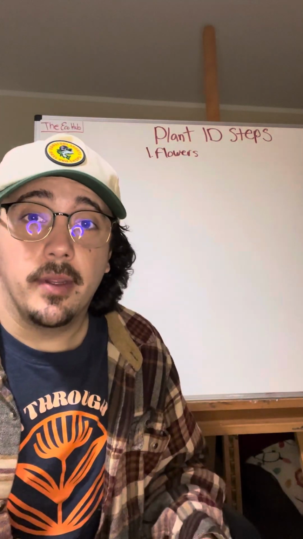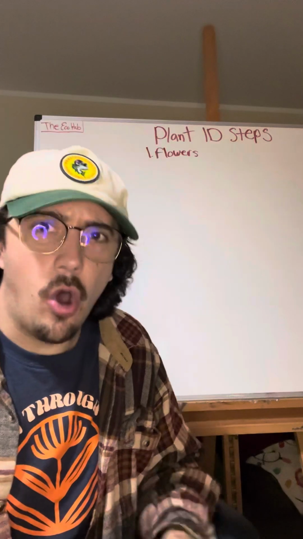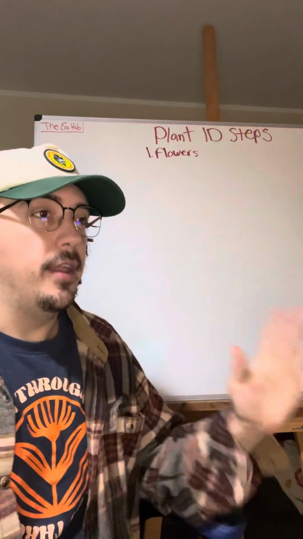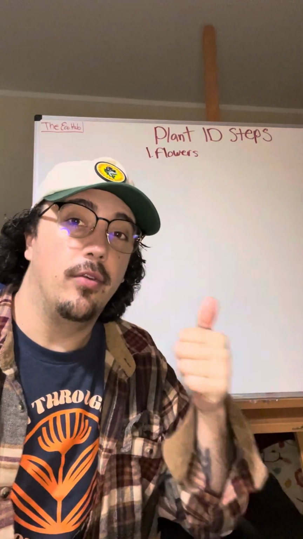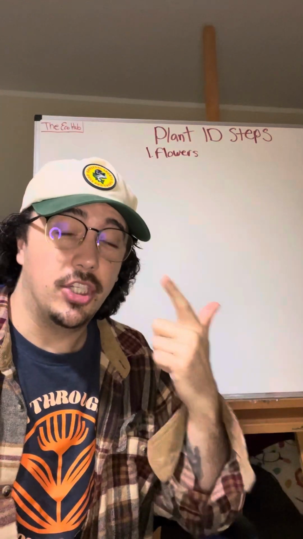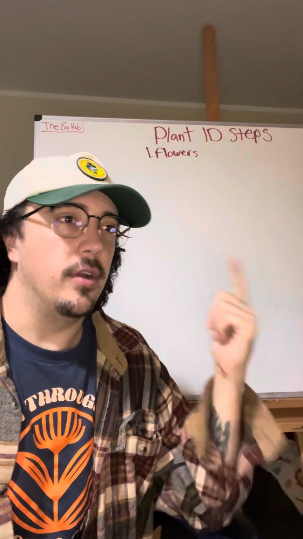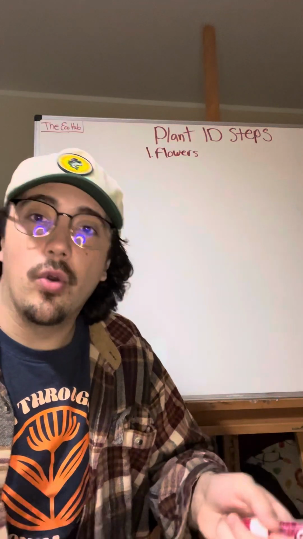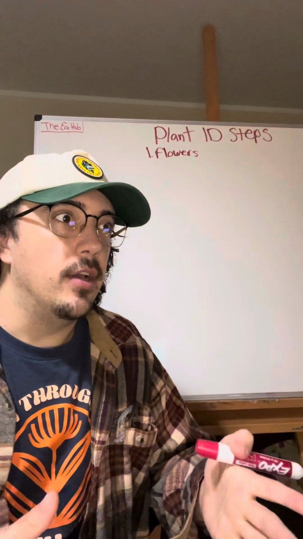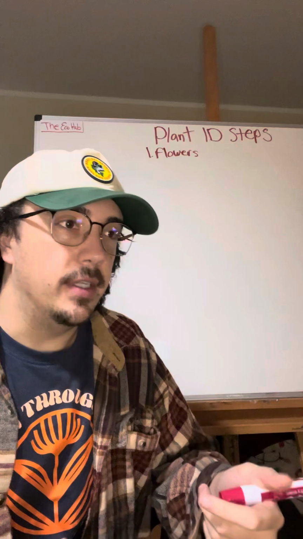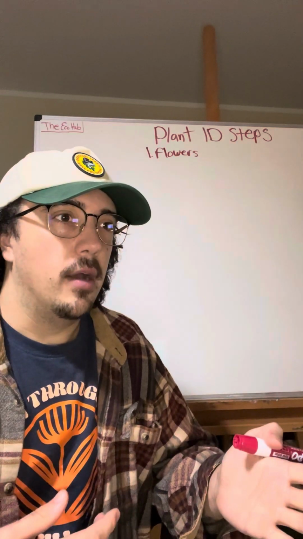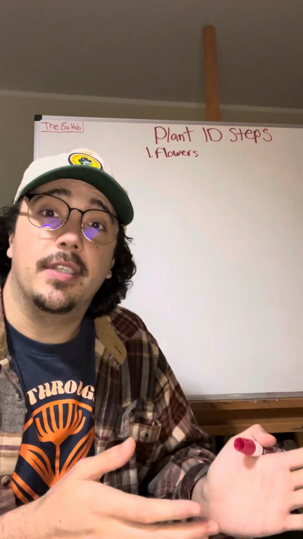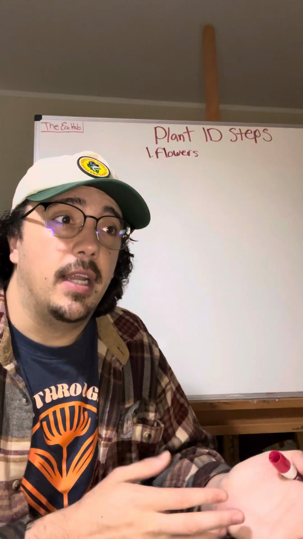Let's say it's not flowering. Number two, always leaves. And with leaves, you always want to look at growth pattern and then the shape of the leaf. There are several different growth patterns: alternate, opposite, whorled. And when you get into those, it's also what pattern of whorl. Is it 3, 4? What kind of alternate pattern? What kind of leaf is it? Is it a simple leaf? Is it a compound leaf?